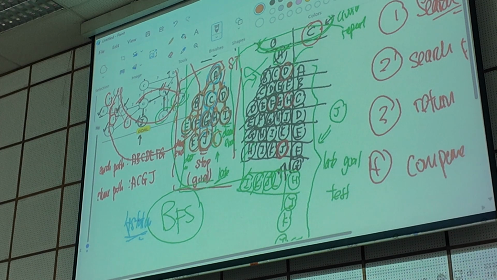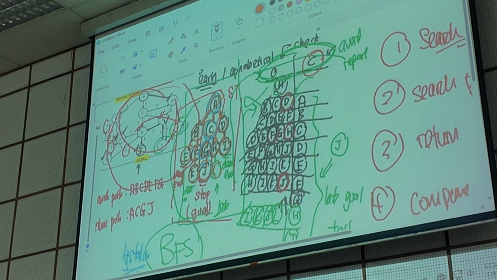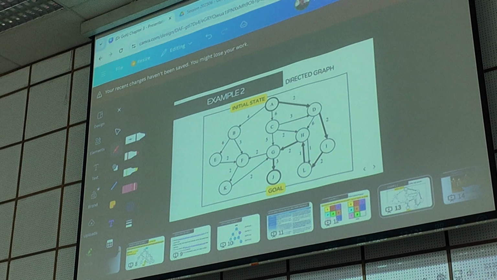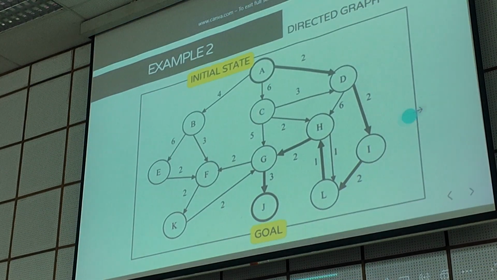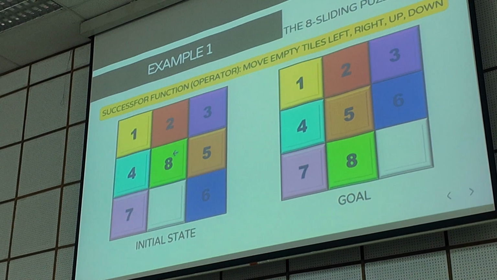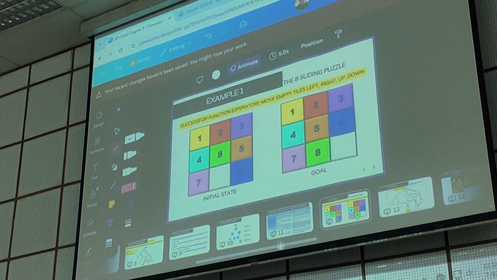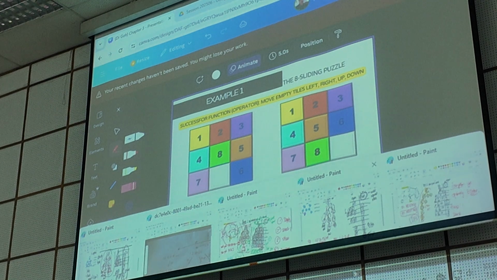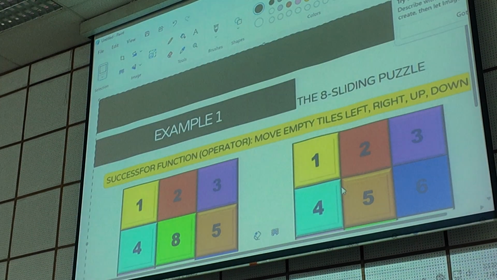Okay, so this is the example for the map. Let's move on to the next example. The next example is about the puzzle. Okay, so for this puzzle there's no state space. If there's no state space, then we have to expand manually, not according to a state space anymore.